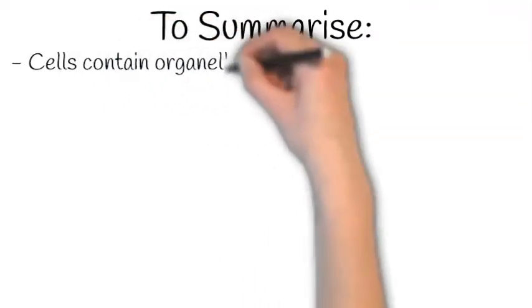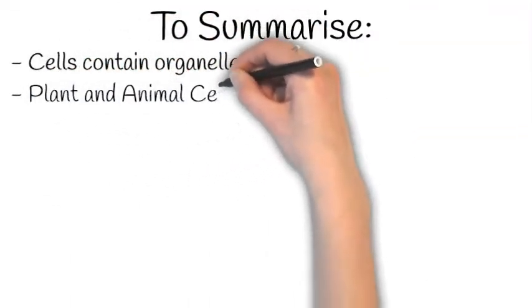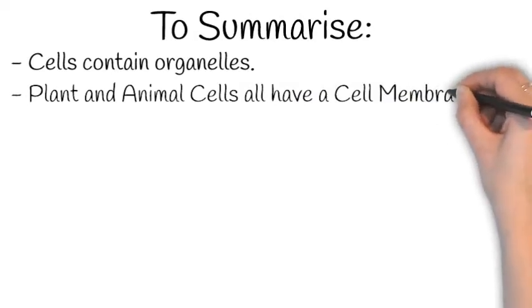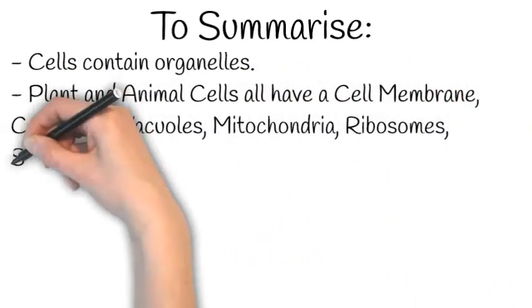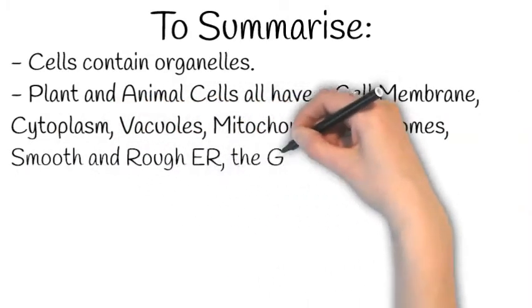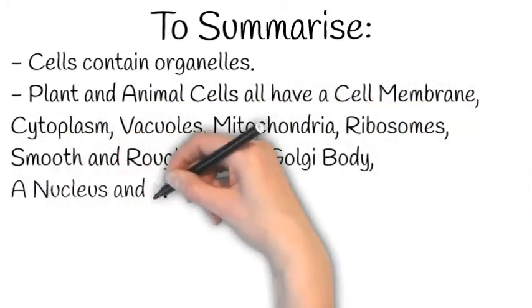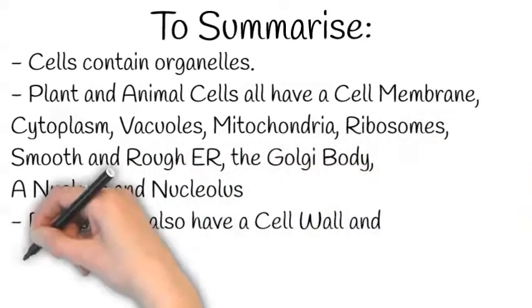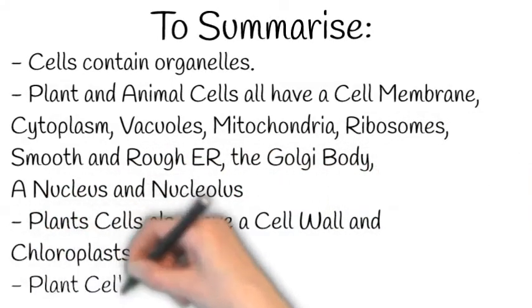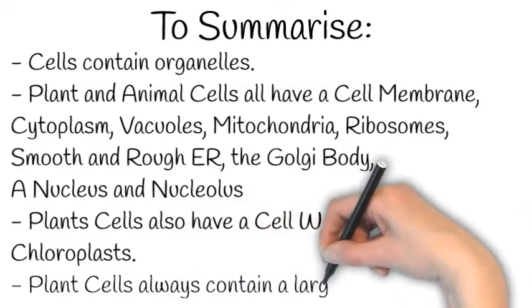To summarize, cells contain organelles. Plants and animal cells all have a cell membrane, cytoplasm, vacuoles, mitochondria, ribosomes, smooth and rough ER, the Golgi body, a nucleus, and the nucleolus. Plant cells also have a cell wall and chloroplasts. Plant cells always contain a large vacuole.